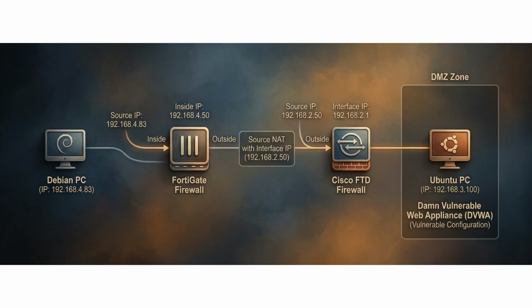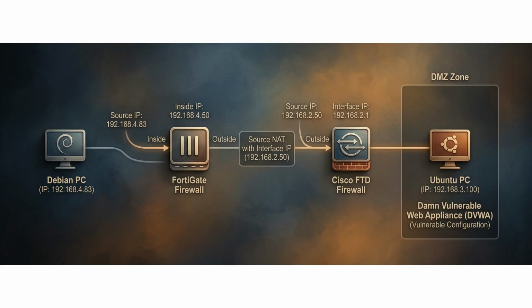In this demo, we are tracking a packet's journey and detection from a victim workstation to an attacker environment. We start on the left with our Debian PC, the victim PC, sitting at IP 192.168.4.83. This machine uses the FortiGate firewall as its default gateway via the internal interface at 192.168.4.50. When the Debian machine initiates traffic, the FortiGate sees the connection coming from its true, original IP address.